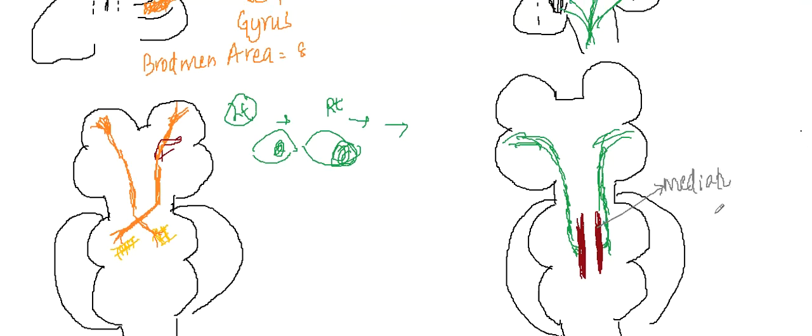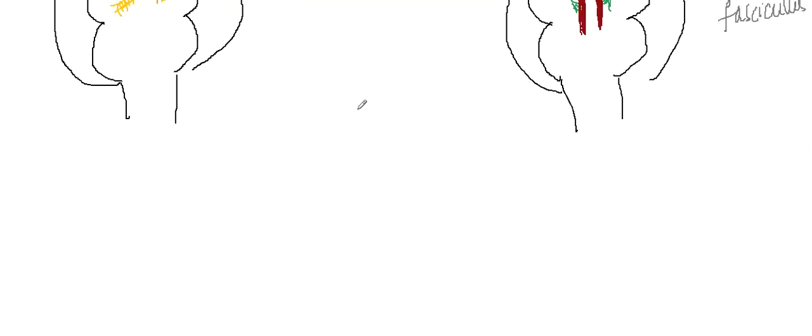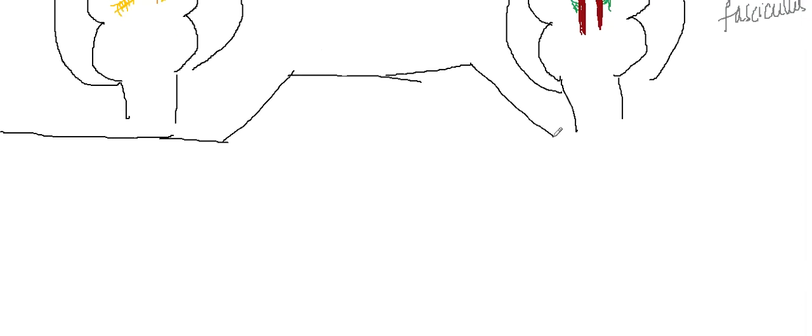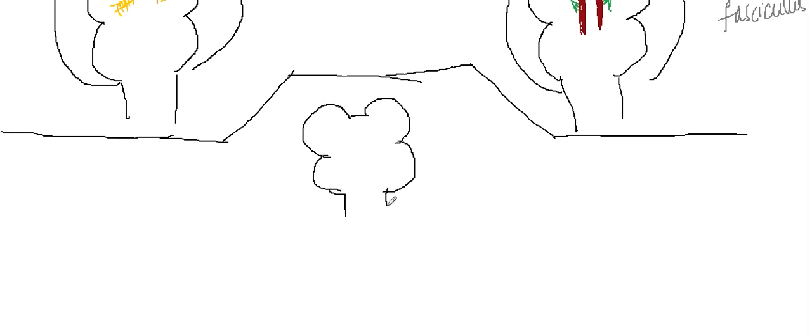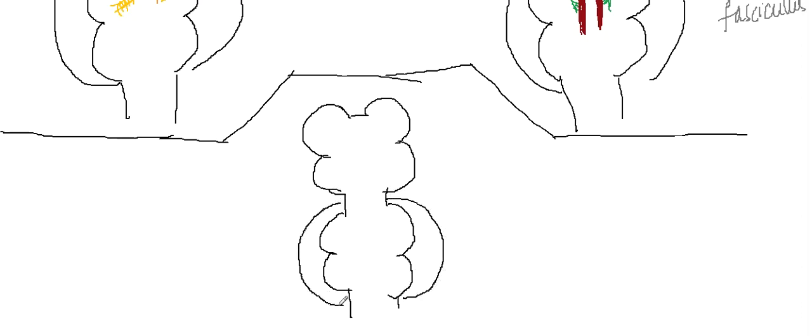This is called the medial longitudinal fasciculus. Let us learn about the medial longitudinal fasciculus in a minute. So what is this? I'm just making a line. Now I'm drawing a little smaller structure than the above. Pons, medulla, and this is the cerebellum.